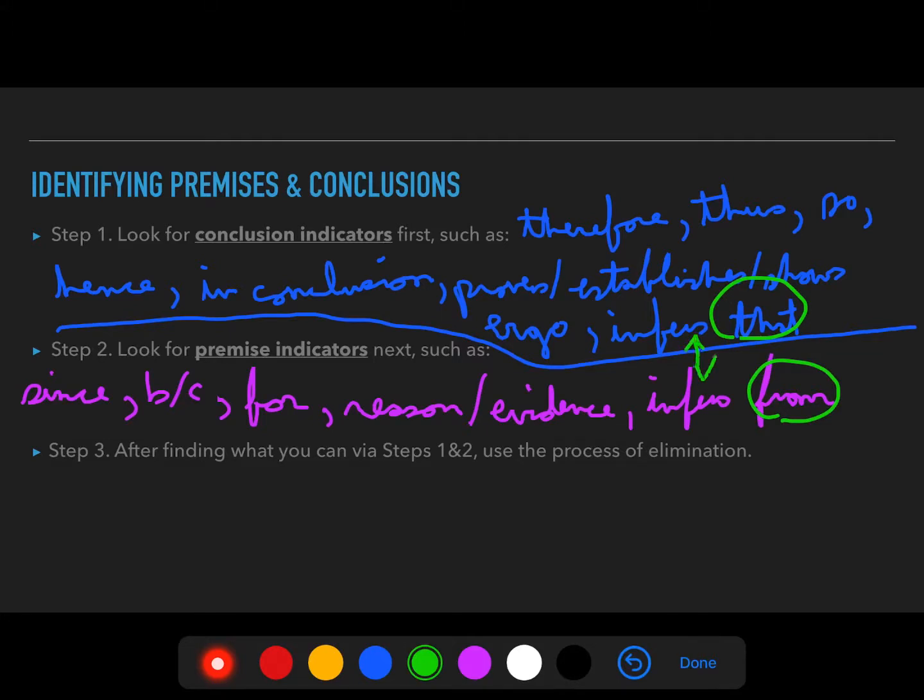Okay? So finally, after you identify your conclusions and your premises, then you can find what's left over by process of elimination. So if you find your conclusion, then all the other statements are probably premises, unless they're just extra information that's not part of the argument. If you find all the premises and then there's one statement left over, it's probably the conclusion. Okay, so use process of elimination.